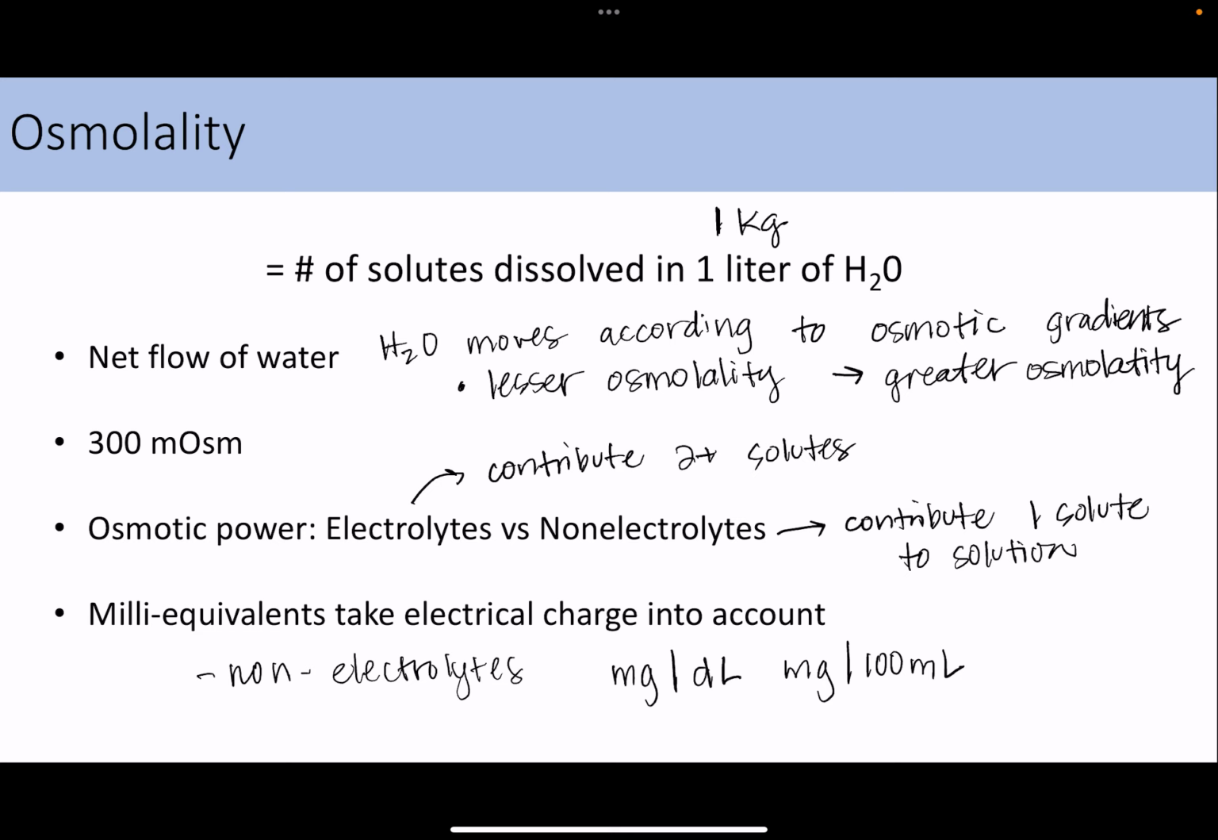Okay, questions about osmolality? Yeah, Isaac. What was that? Oh, they're measured in milligrams per deciliter because they're not made from ionic bonds. So we don't have to take charge into account, which is why we don't use milliequivalents. Milliequivalents are only for electrolytes that have ionic bonds, that have electrically charged ions that are bonded together. Because non-electrolytes don't have ionic bonds, we use a different measurement, milligrams per deciliter. Was that your question, Isaac?